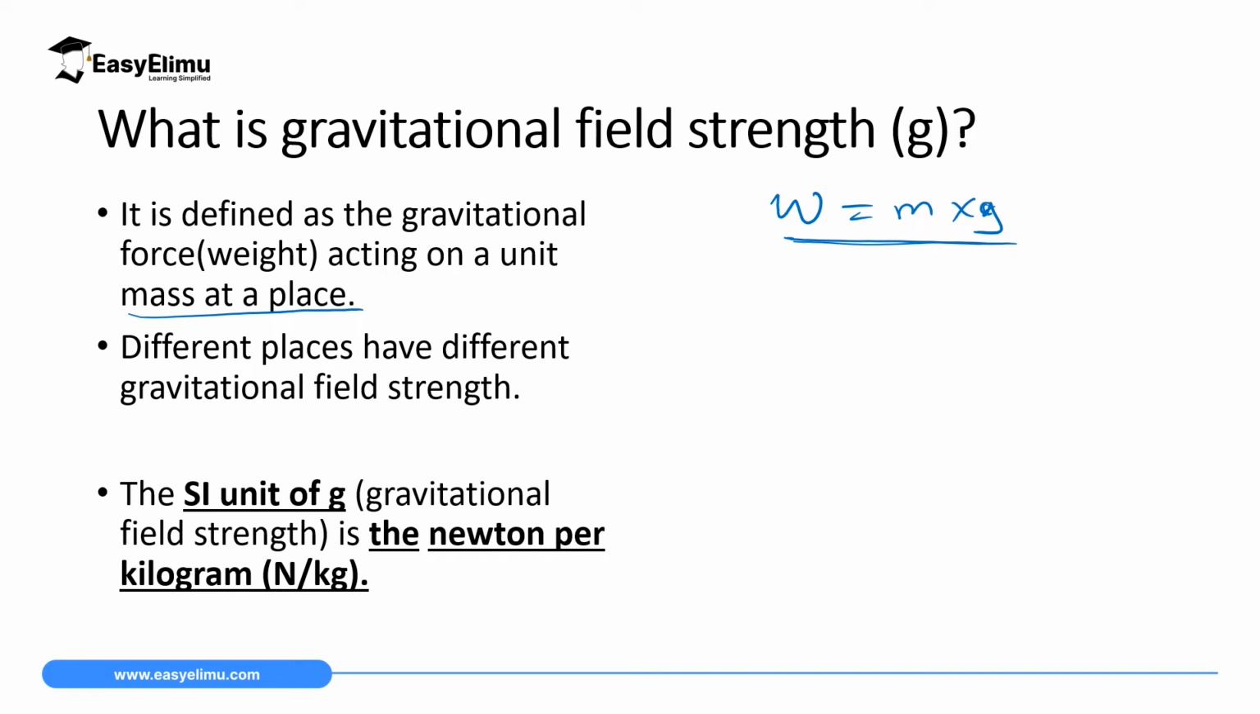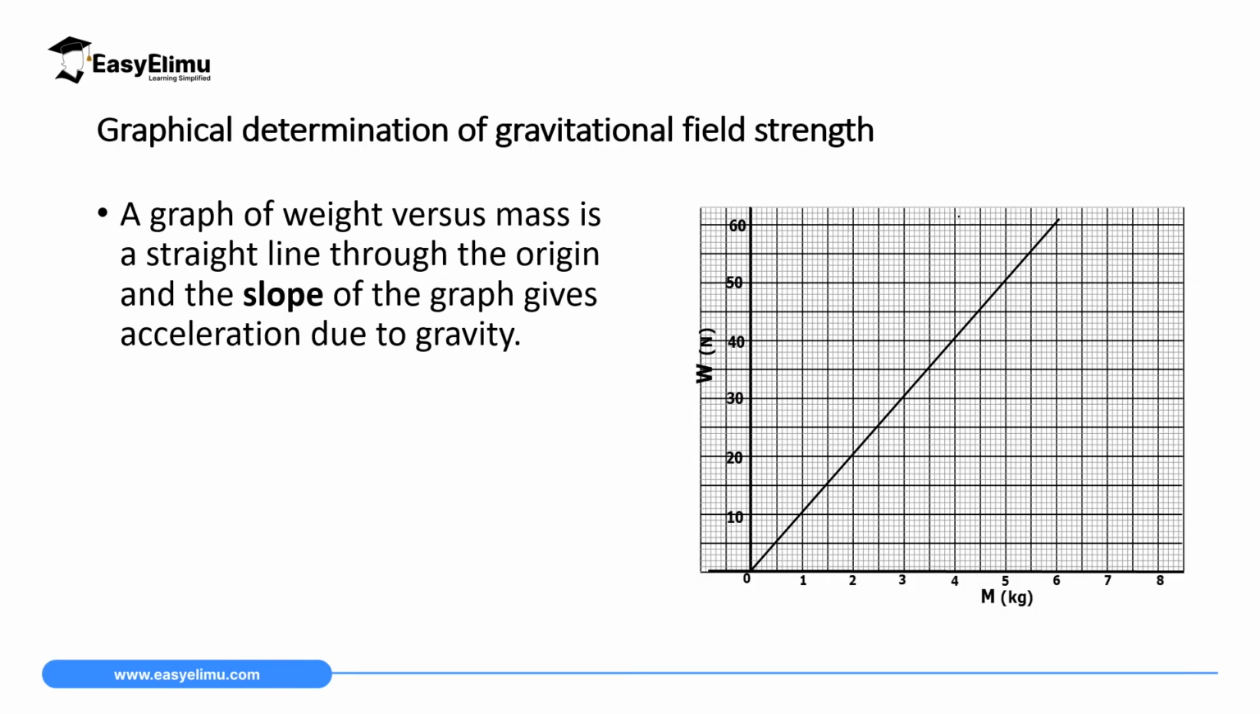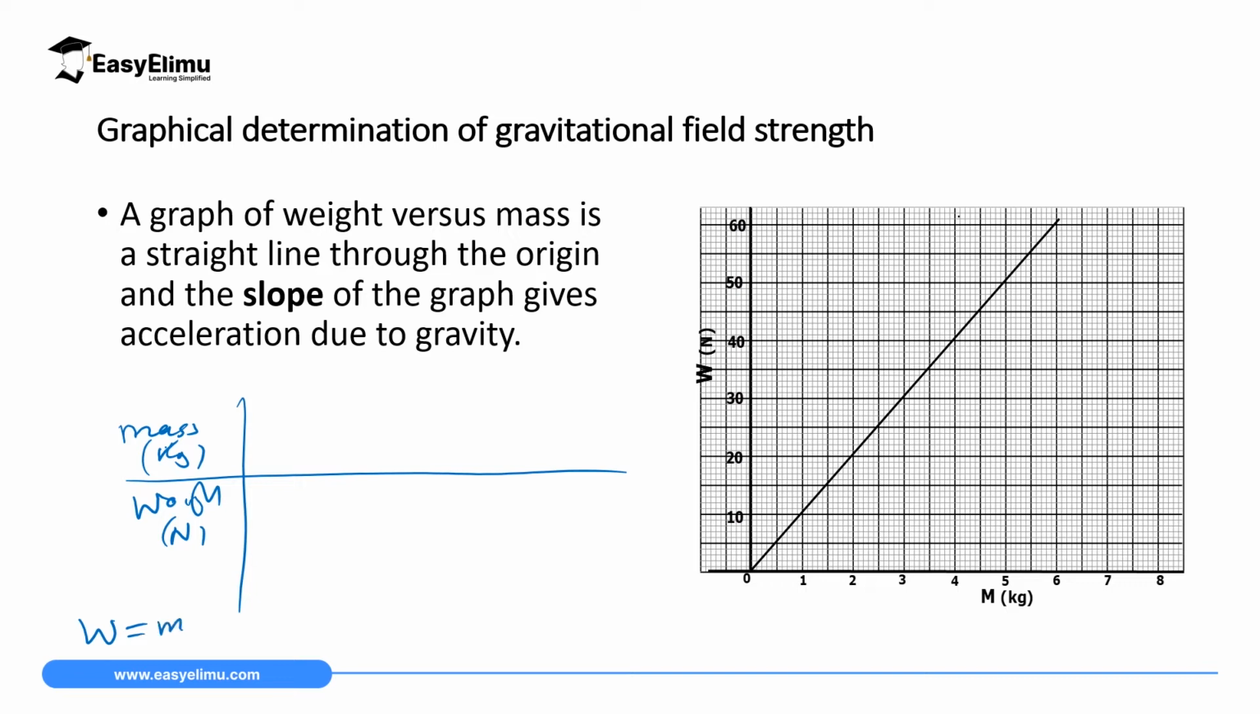Now the SI unit of gravitational field strength is newton per kilogram, which is written as N per kg. So gravitational field strength can be determined experimentally in our labs by setting up an experiment where you measure mass of different bodies in kgs, and then you convert this mass to weight in newtons. Remember, weight is equal to mass times gravity.